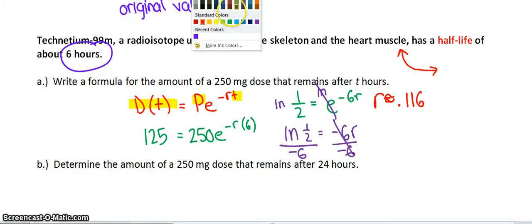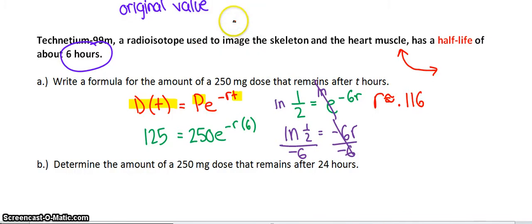Okay, so again, the goal was to write a formula for the amount of a 250 milligram dose that remains after t hours. So the sole purpose of all this was just to solve for the rate. So when you're doing a half-life problem, you should know your step 1 is to solve for the rate, if it's not given, which usually won't be. Okay, you have to figure out how that's happening. Okay, step 2 will be to write your equation.